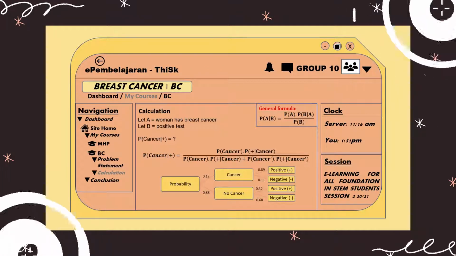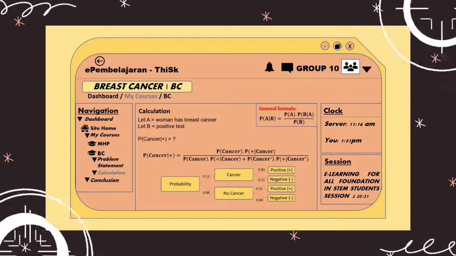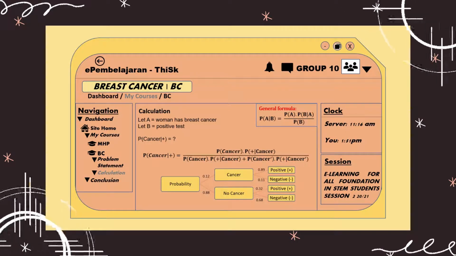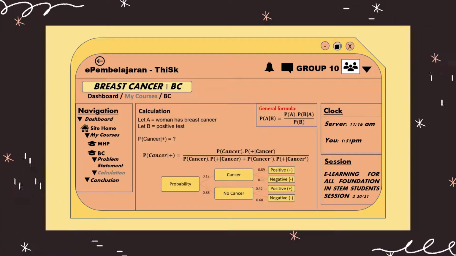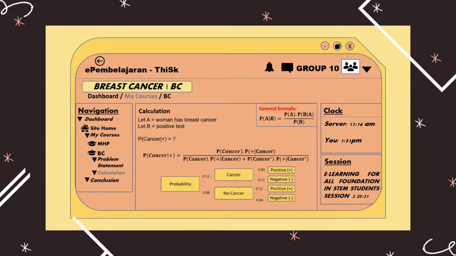On the other hand, if there is a 12% chance that a woman has breast cancer, therefore there will be an 88% chance that a woman doesn't have breast cancer. We said even if you don't have breast cancer, there is still a 32% chance of a false positive. So there's a 32% chance that she will still test positive, and thus there's a 68% chance that she will test negative, which is correct.